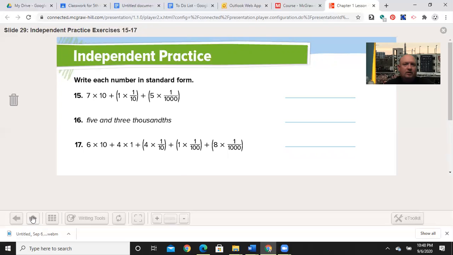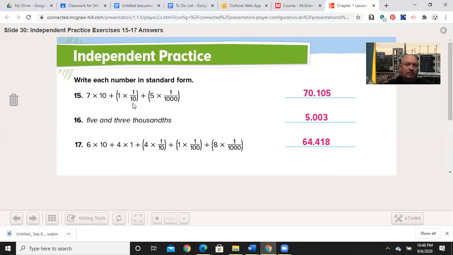Go a little further here. Still more standard form. Go ahead and pause the video when you're ready. Find the standard form, and then come back and check your answer. You may pause the video now. Welcome back. So I have a 7 times 10, so 70, plus 1.5, so 70.15.